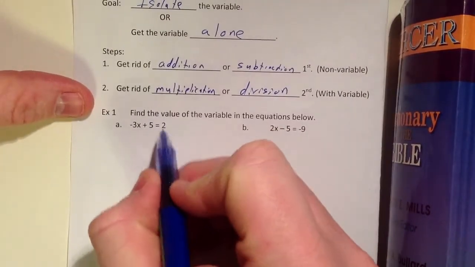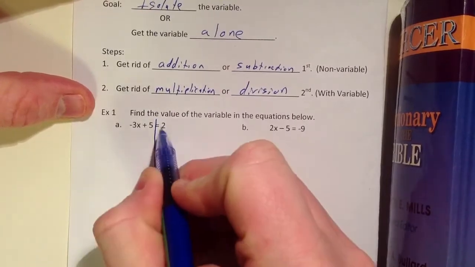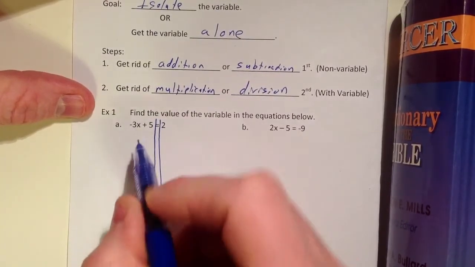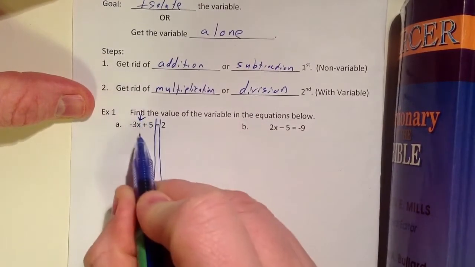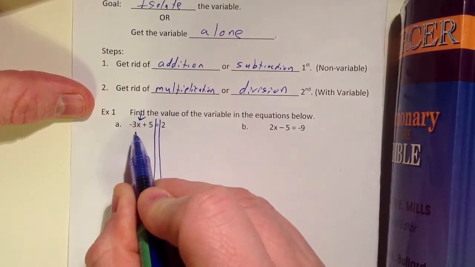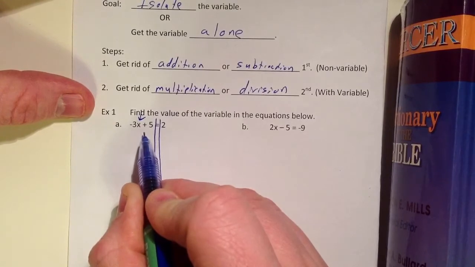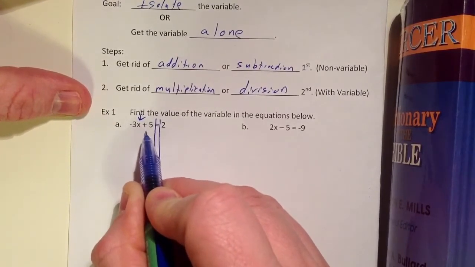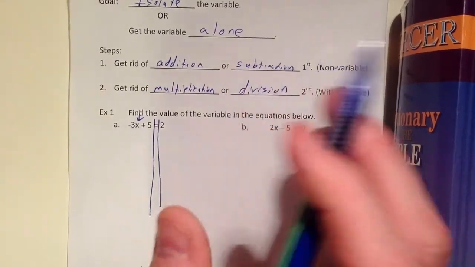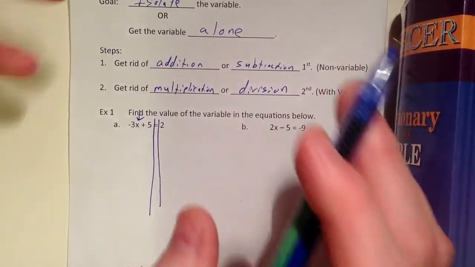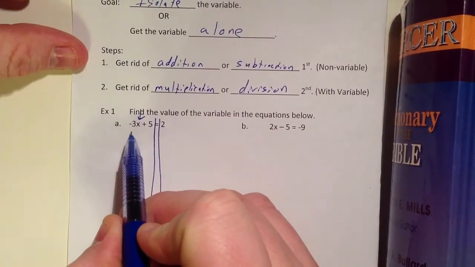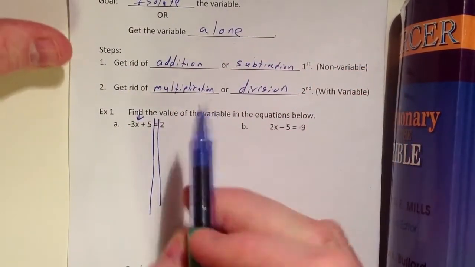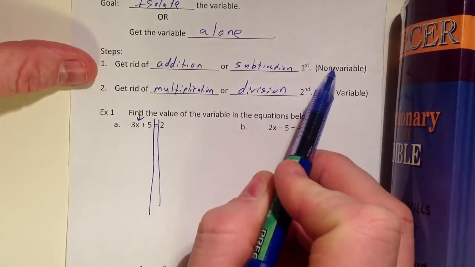All right, so we come here. Let's look at the first example. I'm going to put my lines in. Again, this is my way of separating the sides. So my question is, is x by itself? No, there's a -3 and there's a 5 there. So I need to get rid of both the -3 and the 5. The question is, what do I get rid of first? It doesn't matter. There's a way to get rid of the -3 first, but then everything's in fractions and it gets kind of ugly. So we're going to get rid of the non-variable first.